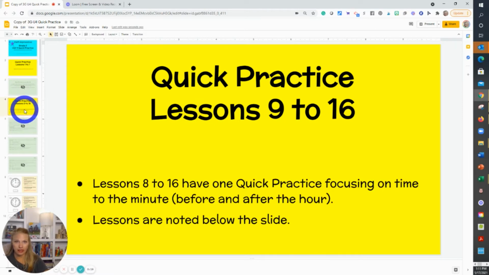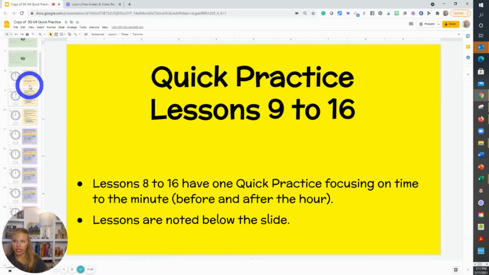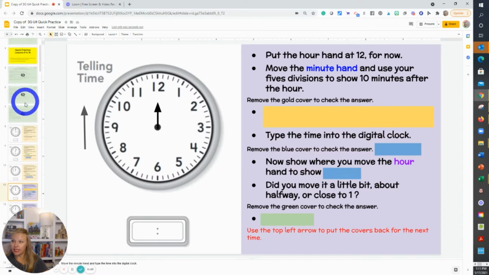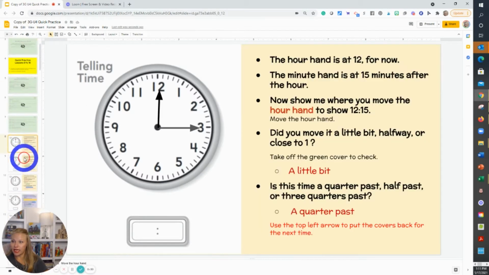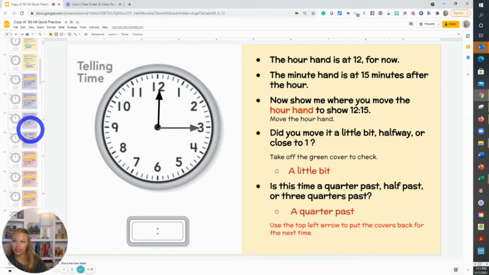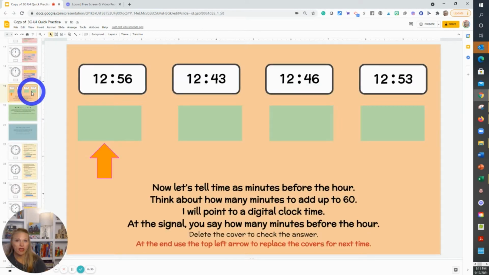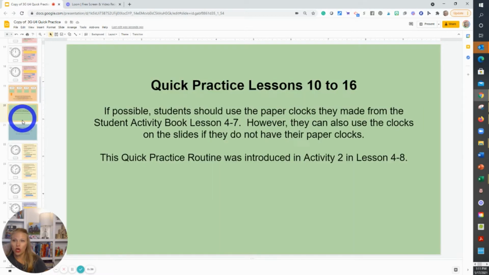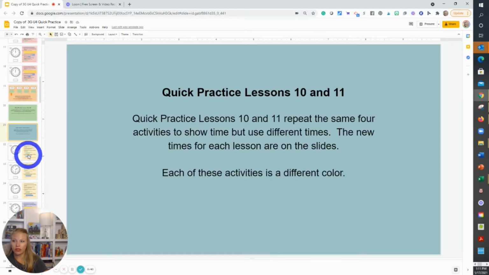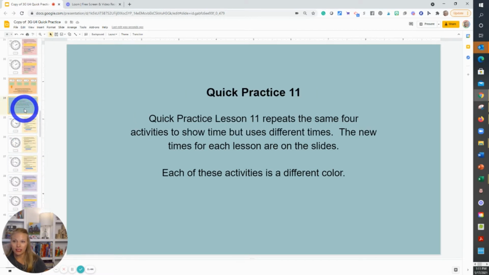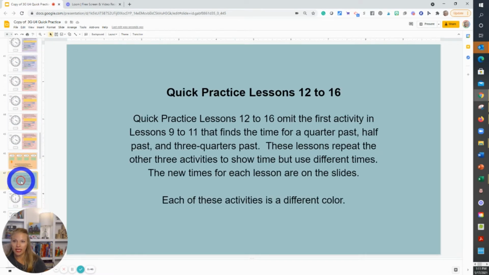Then you get to lessons 9 through 16, and this is where we're going to practice time now. For lessons 9 through 16, I have all of these yellow slides you can see on the left, the purple slides, the pink slides, and then this orange slide here. Once we get to lesson 11, they change your slides, a new set of slides. Then lessons 12 through 16, a new set of slides.